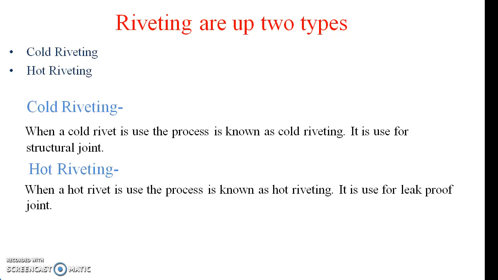When a cold rivet is used, the process is known as cold riveting, and it is used for structural joint or structural work. What is the method of riveting, or the riveting process, we have studied earlier? That is, one die is needed, one backing bar is needed, one tail bar is needed. So in that method of riveting joint, cold riveting and hot riveting are held. So hot riveting is what?